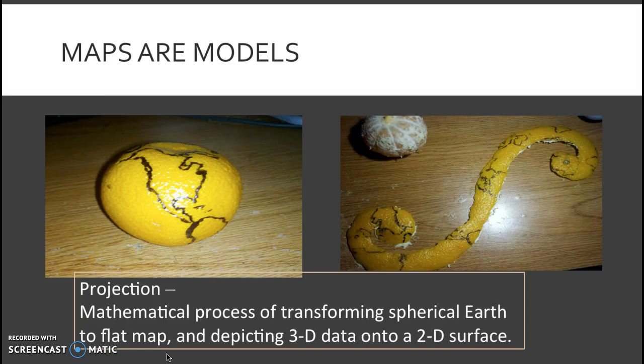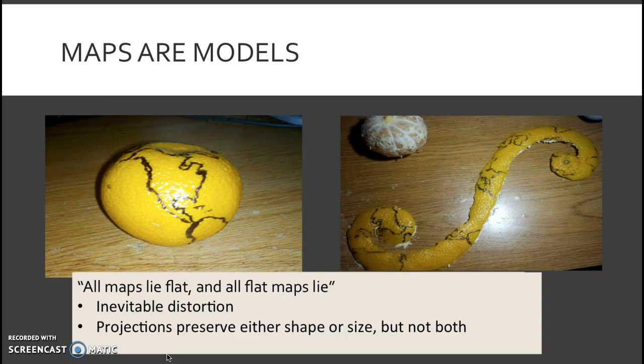So it is with representing the surface of the Earth. Map projection is the mathematical process of transforming three-dimensional data from the surface of the Earth to a two-dimensional flat representation in a systematic way. So geographers have a saying: all maps lie flat and all flat maps lie.